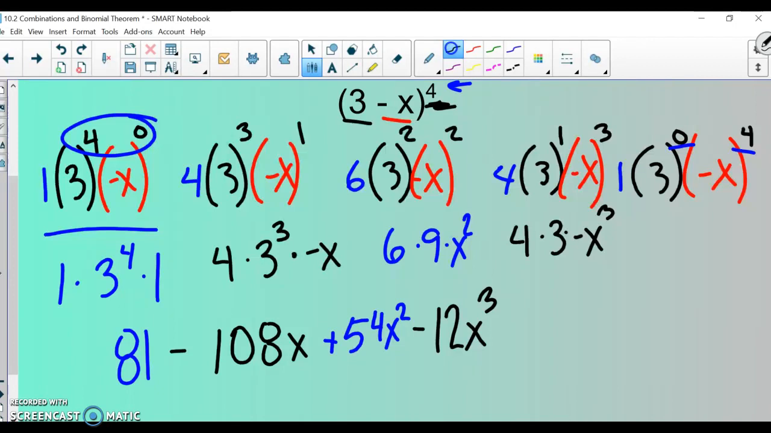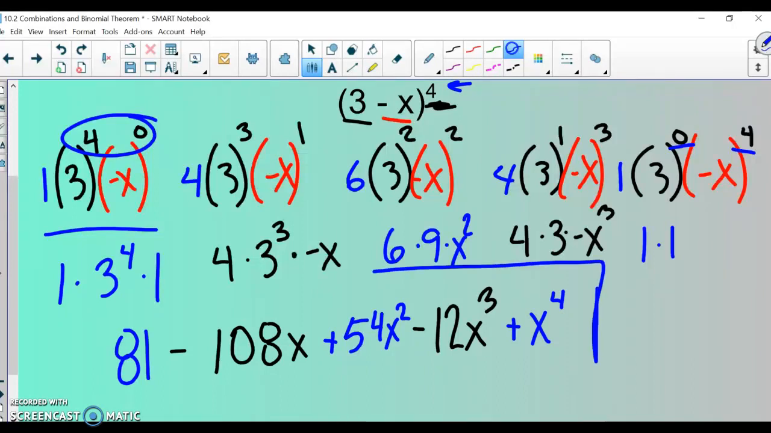And then my final term, 1 times anything to the 0th is 1. Negative x to the 4th, I'm taking it to a positive power, so it's going to end up being positive, right? Negative x times negative x would be x squared. Times another negative x would be negative x cubed. Times another negative would be positive x to the 4th. So my last term will be plus x to the 4th. And there I have my answer.